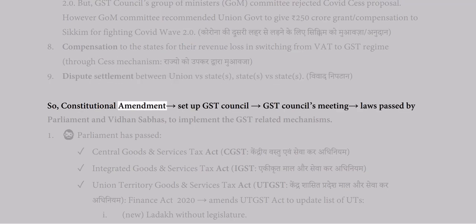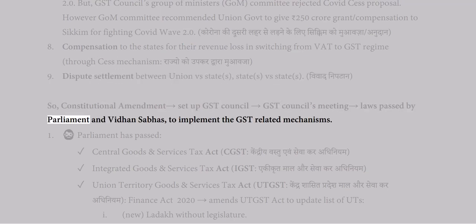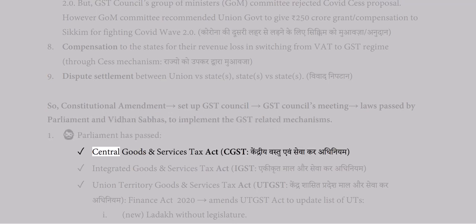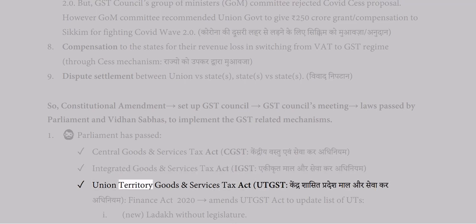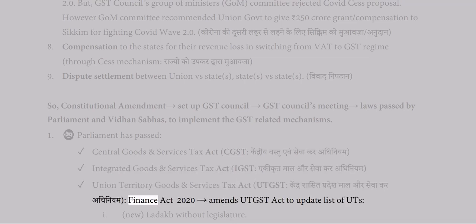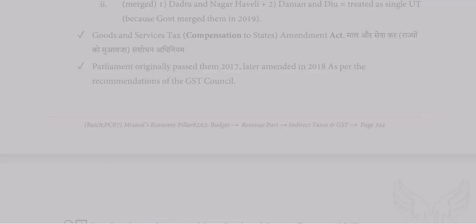So, a constitutional amendment set up the GST Council; its meeting laws are passed by Parliament and Vidhan Sabhas to implement the GST-related mechanisms. 1. Parliament has passed the Central Goods and Services Tax Act (CGST), Integrated Goods and Services Tax Act (IGST), Union Territory Goods and Services Tax Act (UTGST). Finance Act 2020 amends the UTGST Act to update the list of UTs. I knew Ladakh without legislature. 2. Merged: 1. Dadra and Nagar Haveli plus 2. Daman and Diu are treated as a single UT because the Government merged them in 2019. Goods and Services Tax (Compensation to States) Amendment Act: Parliament originally passed them in 2017, later amended in 2018, as per the recommendations of the GST Council.